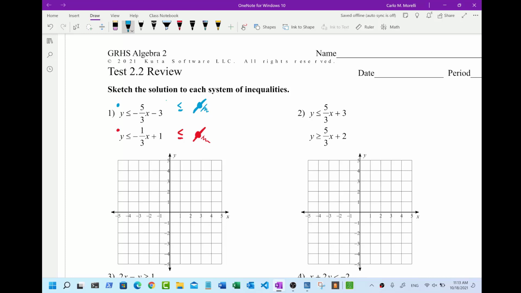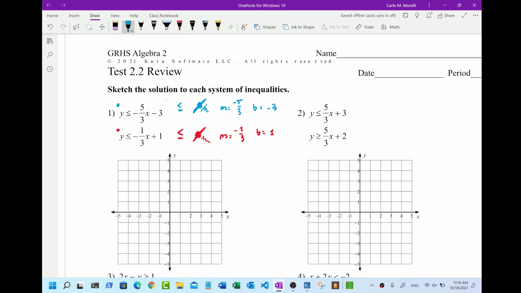There are some other things I need to know. I know that my slope, m, is negative 5 over 3. I know that my y-intercept b is negative 3. Down here, I know that my slope m is negative 1 over 3, and I know that my y-intercept is 1. So with those two pieces of information, I can draw the line.